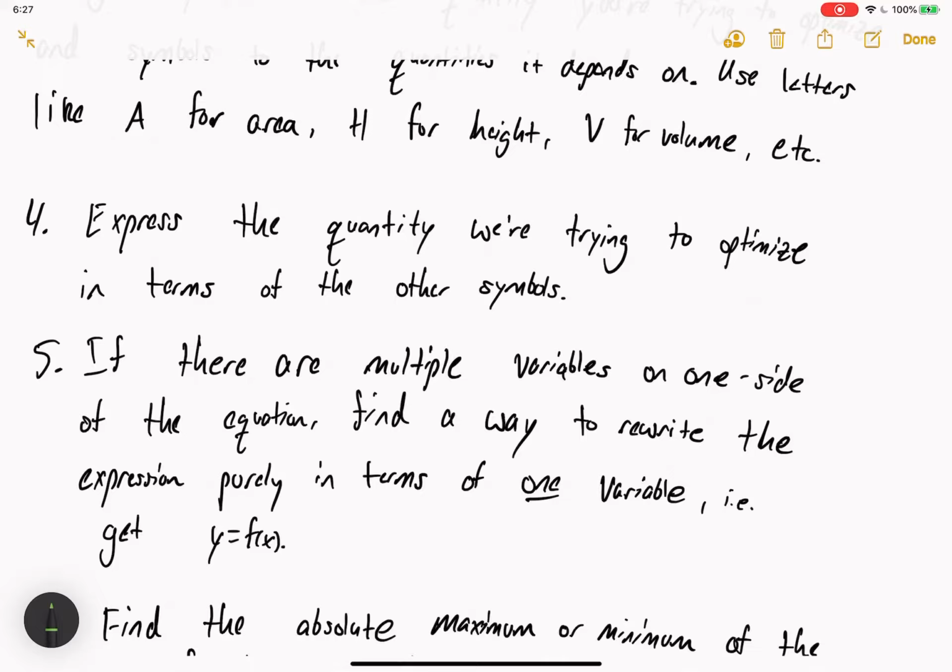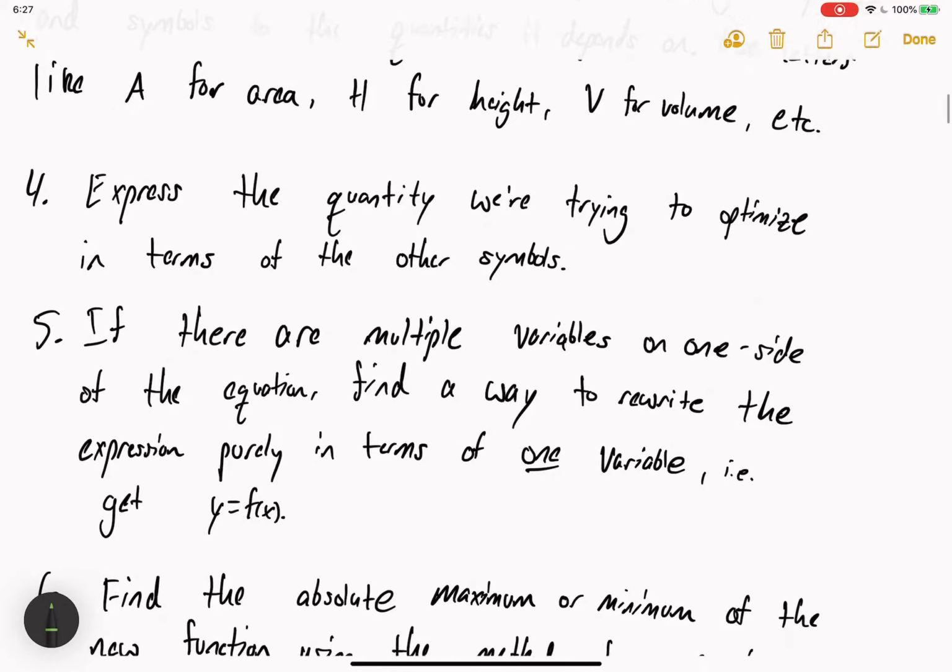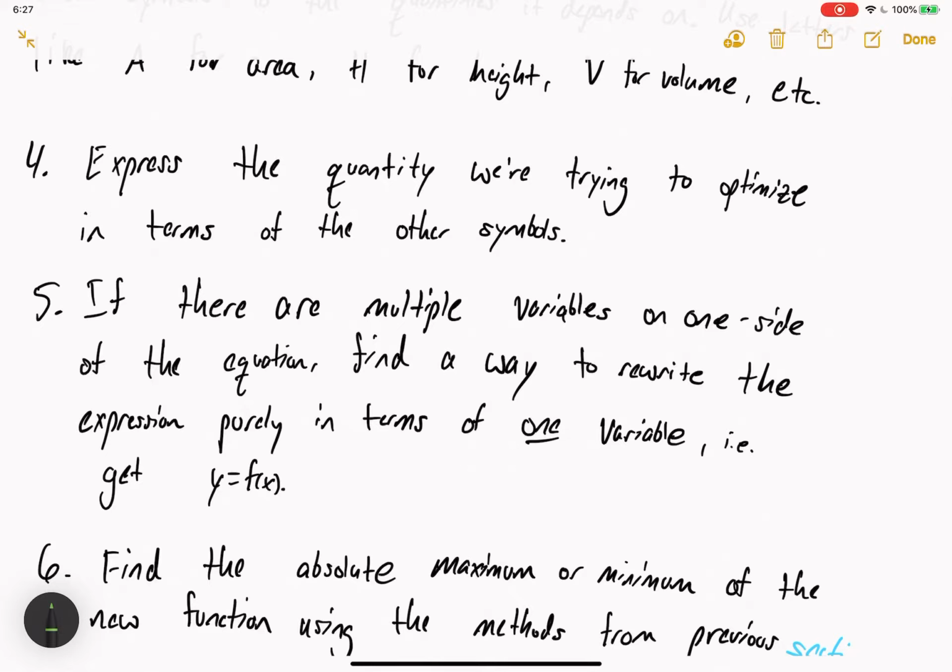The next thing you want to do is express the quantity we're trying to optimize in terms of the other symbols. So you want to define a relationship that we want. Typically, we could say y is equal to f of x. We have what we want in terms of something else, what we know. This is a pretty standard thing, and the idea is that we need to do some math on it, so we need some relationship between the quantities.